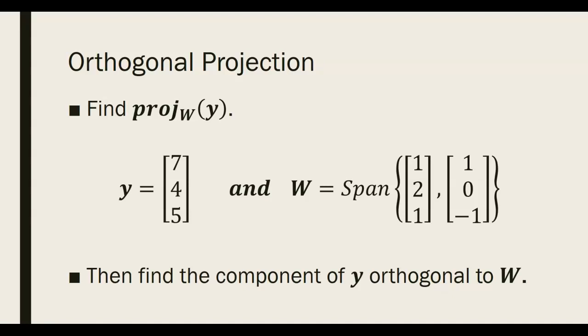Let's try to project (7, 4, 5) onto the subspace which is the span of (1, 2, 1) and (1, 0, -1). So I want you to go ahead and do the projection and then find the component of y that's orthogonal to W. So push pause on the video and try that out.